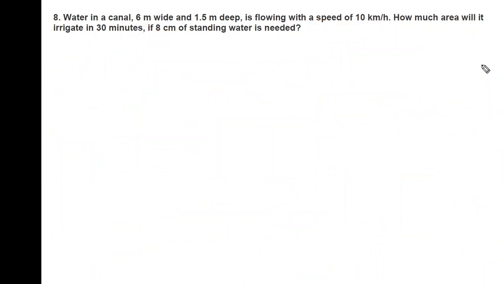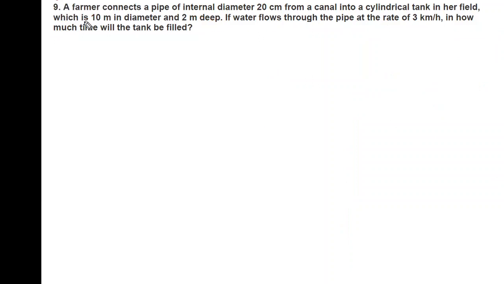Okay, now we'll move to the last question. A farmer connects a pipe of internal diameter 20 cm from a canal into a cylindrical tank in her field, which is 10 meter in diameter and 2 meter deep. If water flows through the pipe at a rate of 3 km per hour, in how much time will the tank be filled? So let's try to solve it.